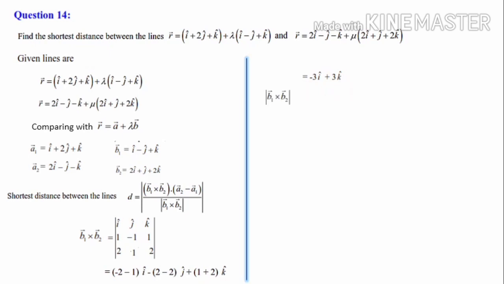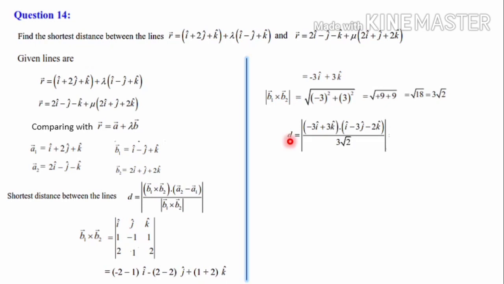Next we have to find the modulus of b1 cross b2, which we want for the denominator. The modulus is root of x square plus y square plus z square. Here y is not there, so x square and z square: minus 3 the whole square plus 3 the whole square, that is 9 plus 9, which equals 18. We can split 18 as 9 into 2. When 9 comes out of the square root, it becomes 3. So 3 root 2 is the magnitude of b1 cross b2.